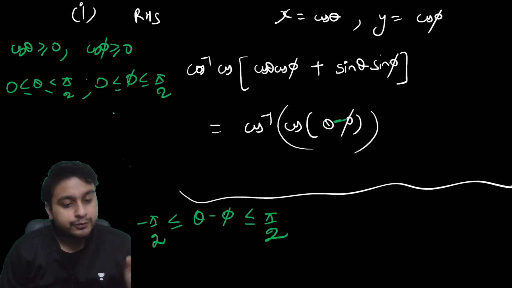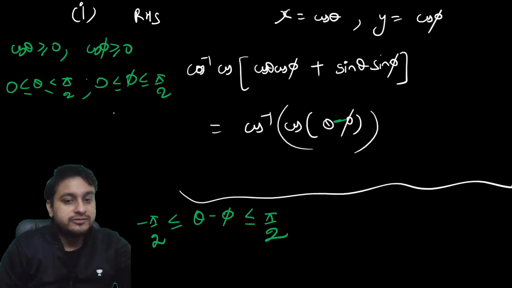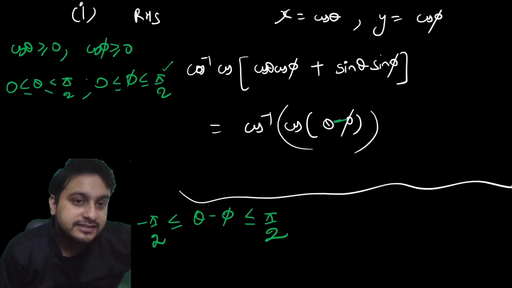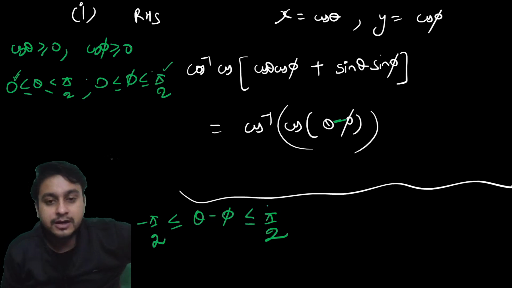And if two numbers are between 0 and 90, the difference will be between what? Minus pi by 2 to plus pi by 2. Maximum will be when this is max, this is min, and minimum will be when this is min, this is max, right? That's how you get it.